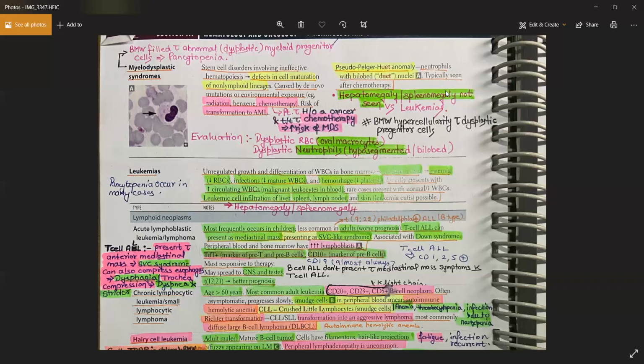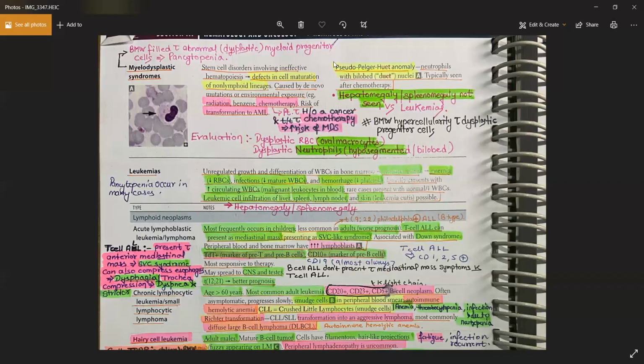Hepatosplenomegaly won't be seen. Very important to note again. And what you will see on the bone marrow is not the hypocellularity but the hypercellularity because of these dysplastic progenitor cells. Step 1 can ask you this fact. Why in the bone marrow are you having the hypercellularity even though you are having the pancytopenia? It is because of the dysplastic progenitor cells.